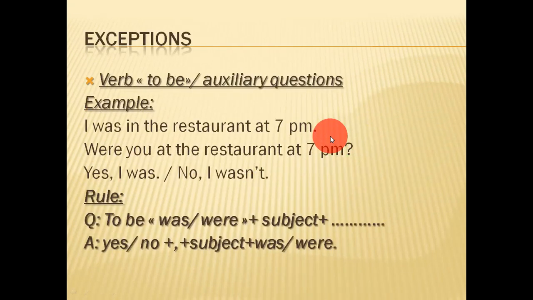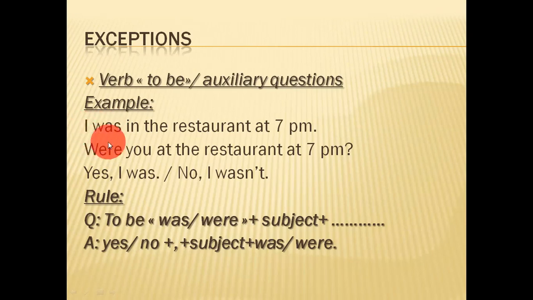There are some exceptions always with the verb to be. In the auxiliary questions, we have an exception in auxiliary to be. For example, I was in the restaurant at 7 p.m. Ask an auxiliary question about this sentence. Were you at the restaurant at 7 p.m.?